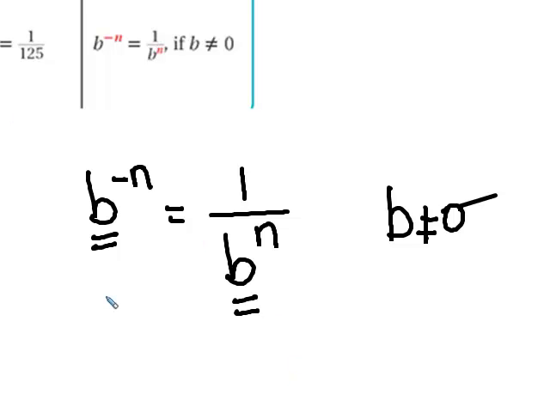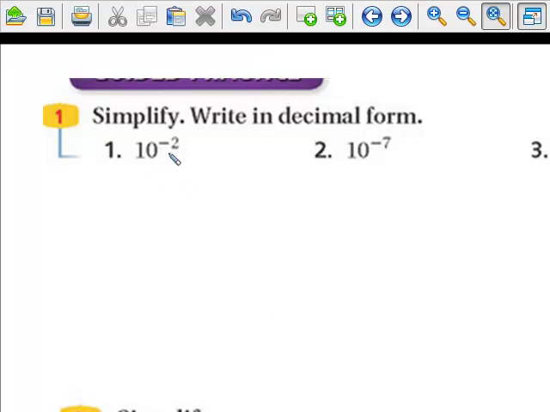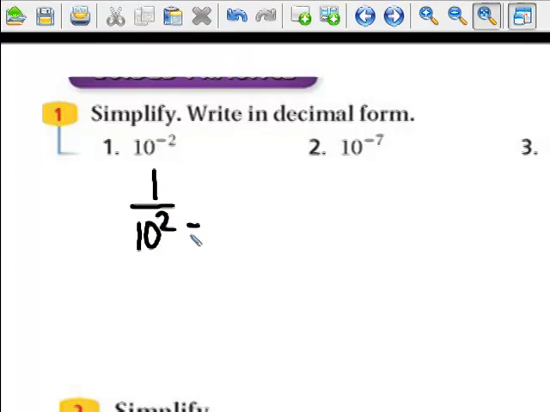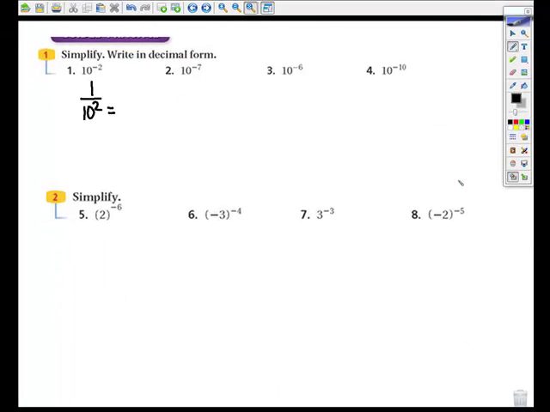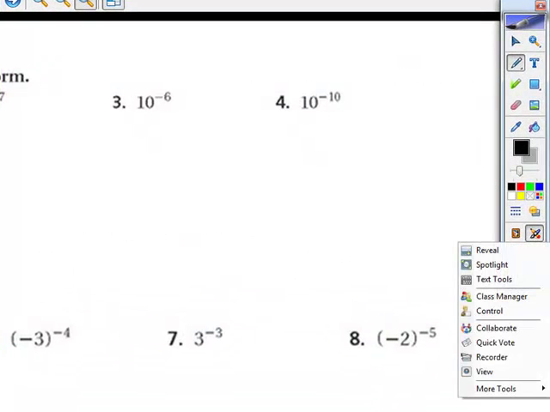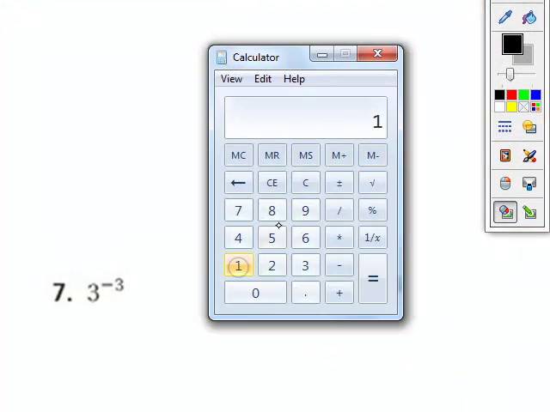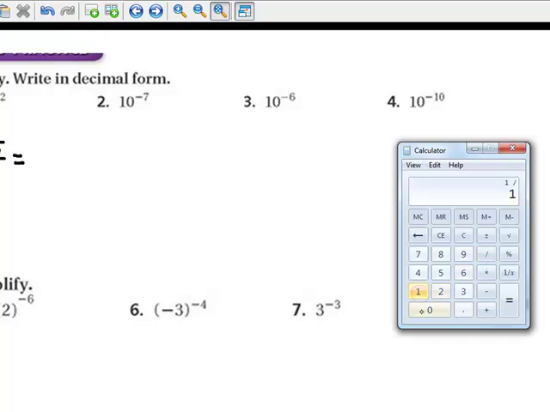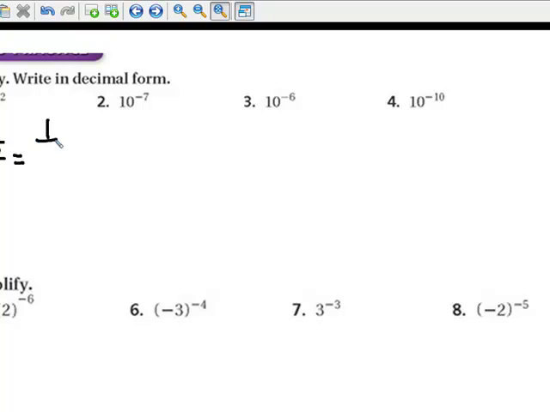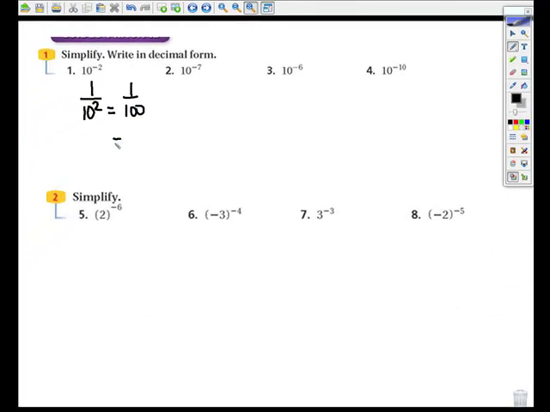All right, let's do a couple examples. If I have 10 to the negative second, and I really kind of already did a lot of these, that's going to be 1 over 10 squared. They're asking us to write this in decimal form, so you can grab your calculator if you want. I would go 1 divided by 100. And we already know that that's going to be 0.01 or 1/100th.